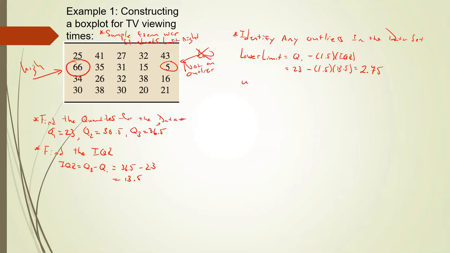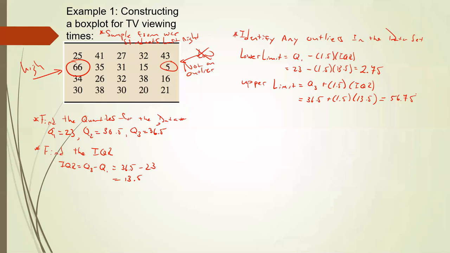So the upper limit here, the formula for that is Q3 plus 1.5 times the IQR. Well, that's 36.5 plus 1.5 times 13.5, right? Q3 was 36.5. So if you plug this in your calculator, I think you get 56.75. Did anybody do that in their calculator? All right, thank you. Yes, I actually didn't do it in my head. I actually have it written down right here. Just a little bit of a joke.